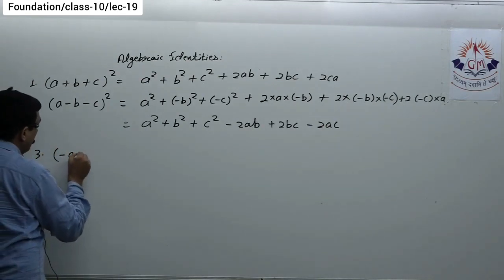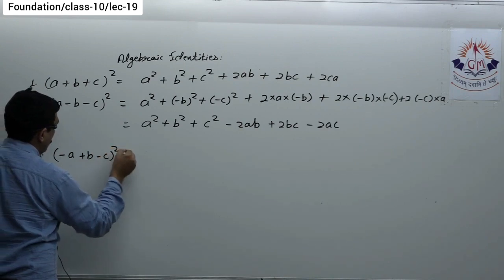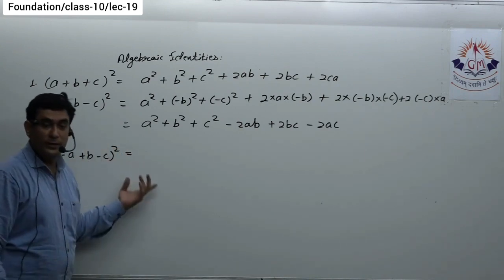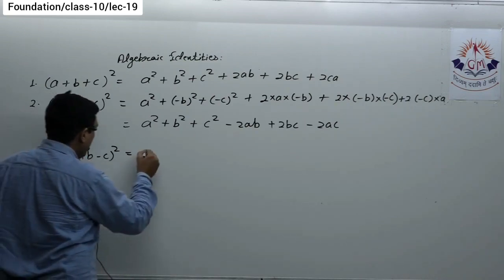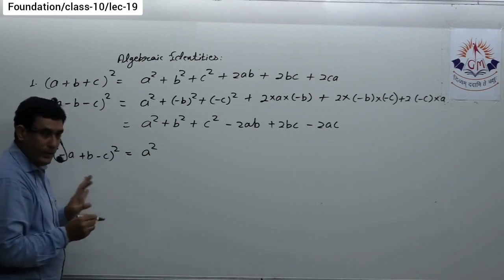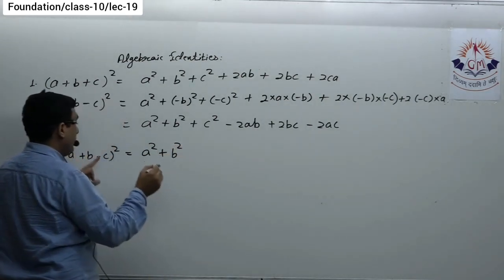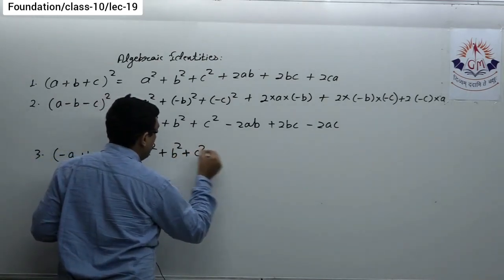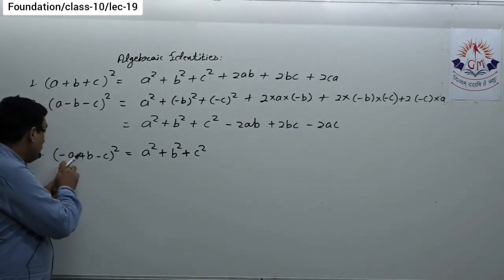If I take minus a plus b minus c whole square, as I told you, the first three terms are definitely going to be positive, because if I take minus a whole square, ultimately it will become a square. Then plus b square, then plus minus c whole square, that is again c square. Next is plus 2ab, and there is one negative sign, so I can directly write minus 2ab.